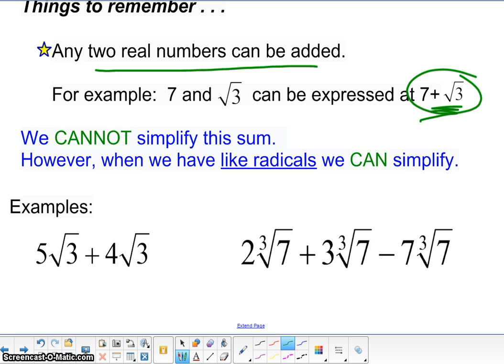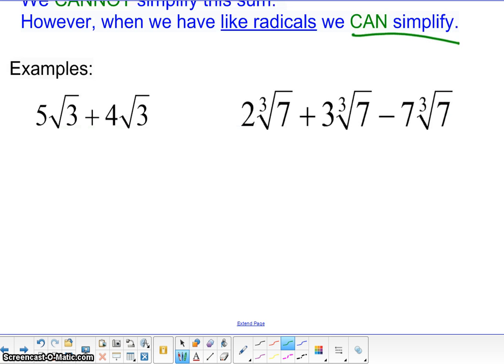However, when we have like radicals, we can simplify, and that's what I want to show you some examples of here. So you see radical 3, pretend like they are x's. What would you normally do when they're just x's? You would put 9x, right? Well, let's look at the same idea here. If they have the same radical, then your answer is going to be 9 radical 3. Use that as a common factor.